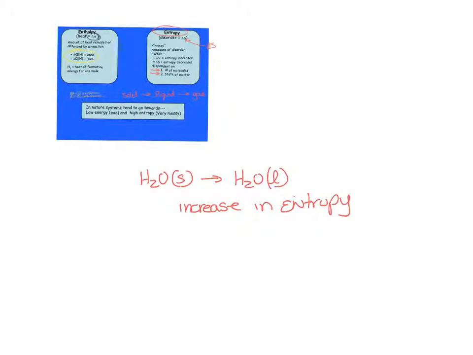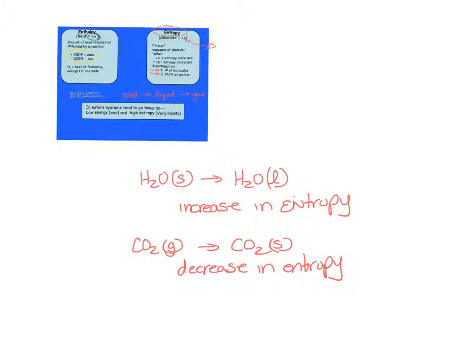If you have carbon dioxide gas going to carbon dioxide solid, you have a decrease in entropy. Very simple. More chaos, more entropy. Less chaos, less entropy. So that takes care of the phase changes.